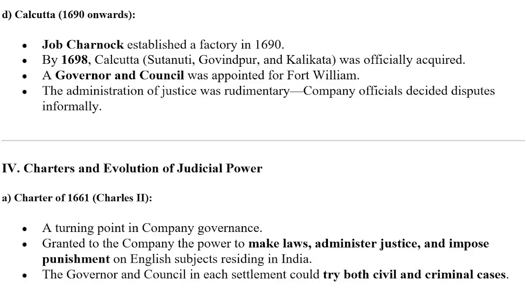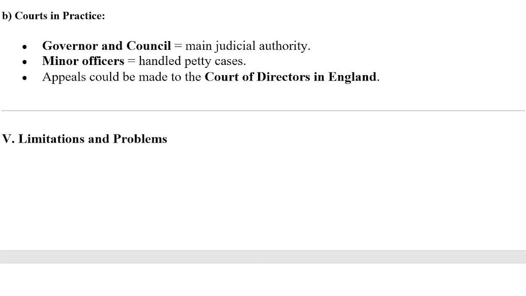Granted to the company, and this charter granted the company the power to make laws, administer justice, and impose punishment on English subjects residing in India. The governor and council in each settlement could try both civil and criminal cases. So we had Surat, then we had Madras, Bombay and Calcutta. So except for Surat, Bombay, Madras and Calcutta, there the governor and council were the judicial authorities who administered justice in both civil and criminal matters.